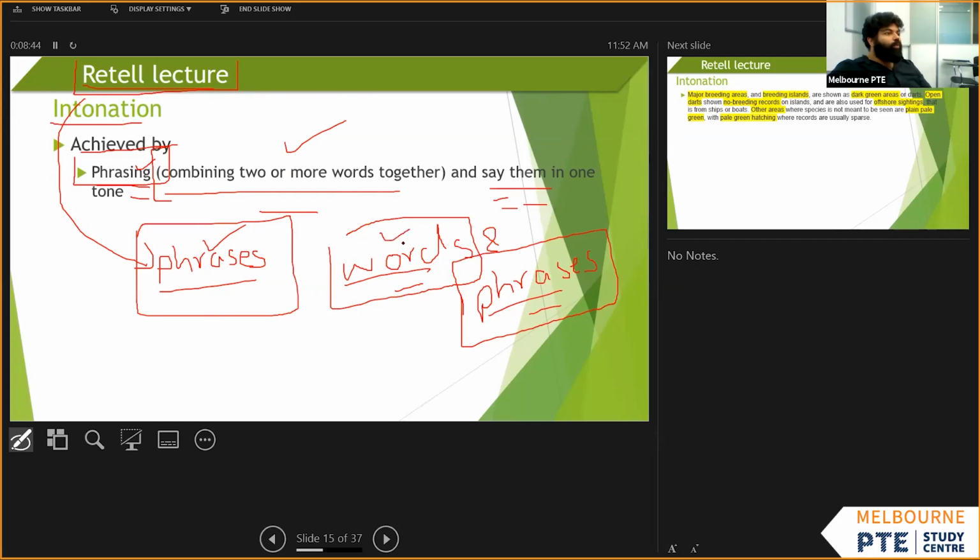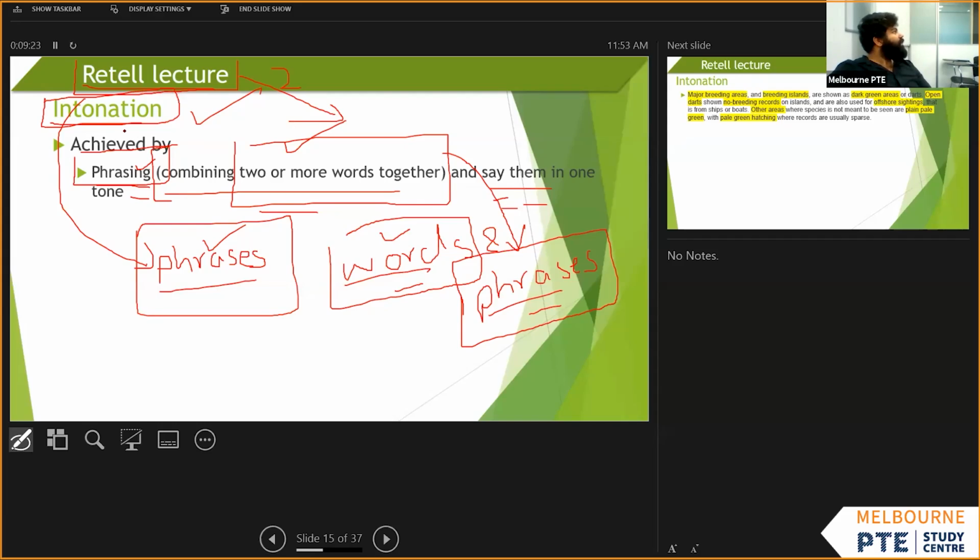Okay. So a word is like one thing. Like let's just say if I take just this one, it is one word, intonation. Okay. What's a phrase? You can write it down. A phrase is any two or more words together that make sense with each other. Like let's just say if I take retell lecture, it has two words and both of them are making sense together. Okay. Similarly, the topic we are discussing right now, repeat sentence, its name is also a phrase.